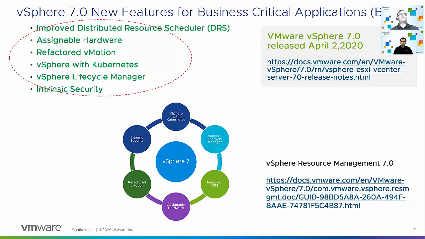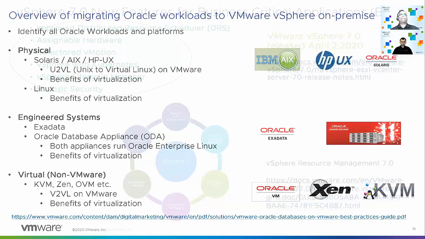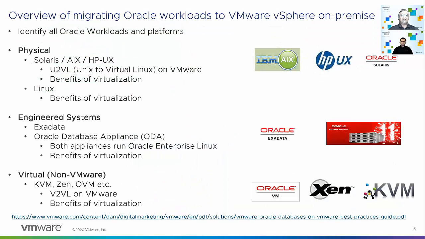So that was a bit on the refactored vMotion as well. Most of the details on these new features can be found in the link at the bottom of the slide. That is the vSphere 7.0 Resource Management Guide. But moving on.